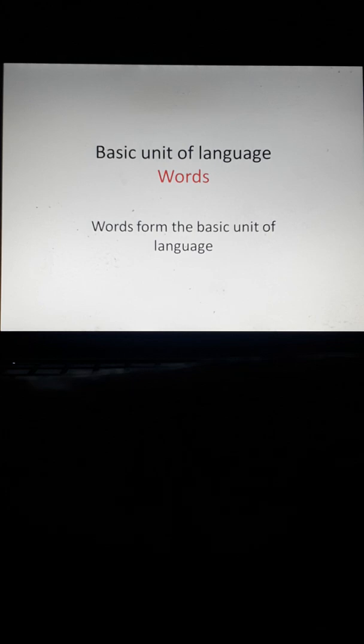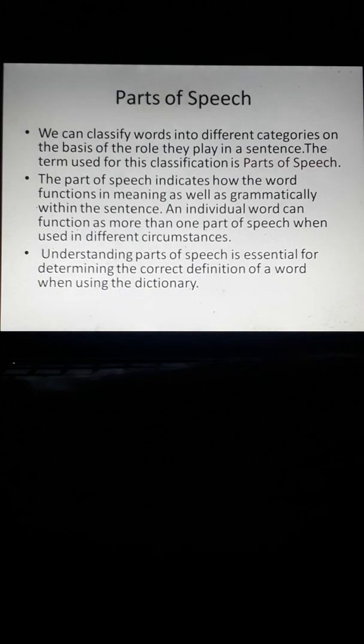Grammar involves rules to differentiate and categorize words into different groups depending on their role in context to each other and in a sentence. One of the ways to do so is to classify all words into 9 broad categories, for which we use the term parts of speech.